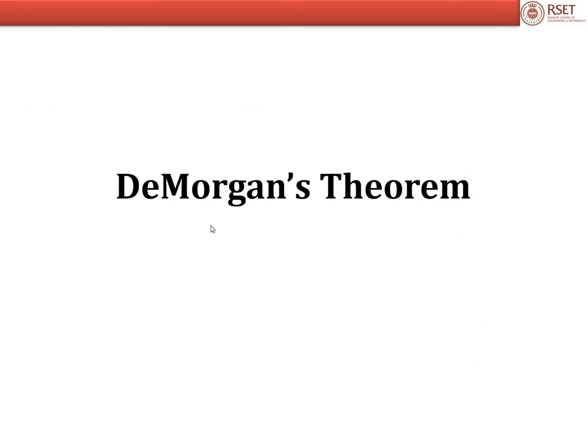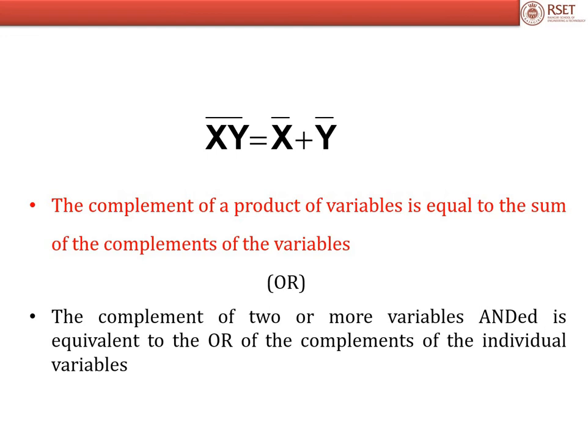Next is De Morgan's theorem. There are 2 theorems. The first theorem states that the complement of a product of variables is equal to the sum of complements of the variables, that is (xy) bar is equal to x bar plus y bar. So the product of variables, that is xy, its complement is equal to the sum of complements of the variables, that is x bar plus y bar.